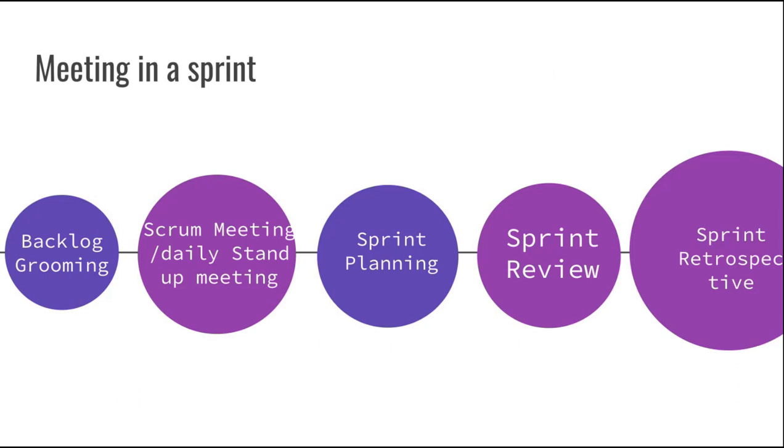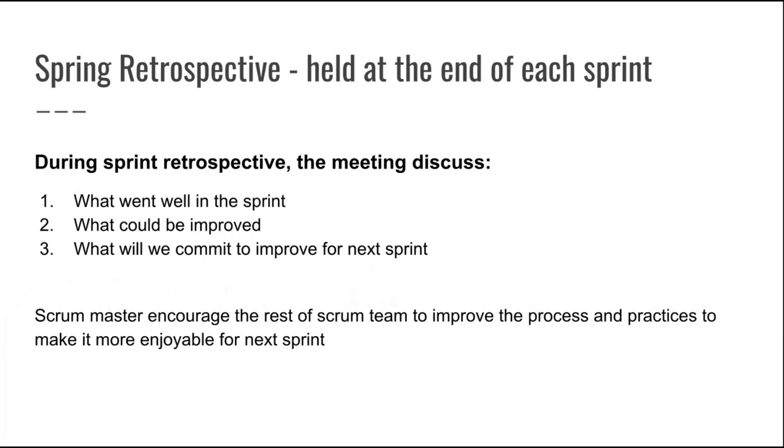The last meeting is sprint retrospective. This meeting always happens at the end of each sprint. During the sprint retrospective, the team discusses what went well in the sprint, what could be improved, and what we will commit to improving for the next sprint. The Scrum Master encourages the rest of the Scrum team to improve the process and practice to make it more enjoyable for the next sprint.